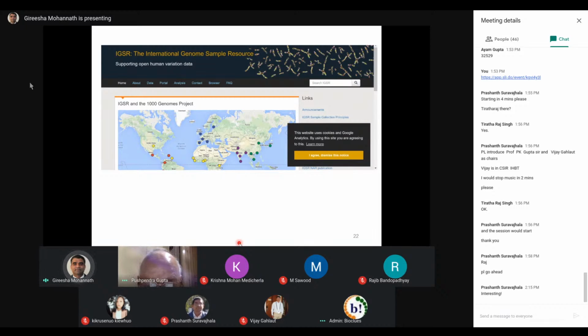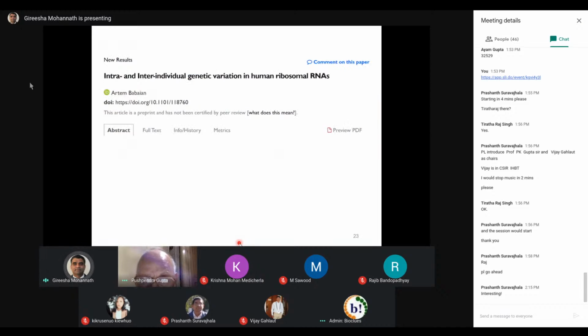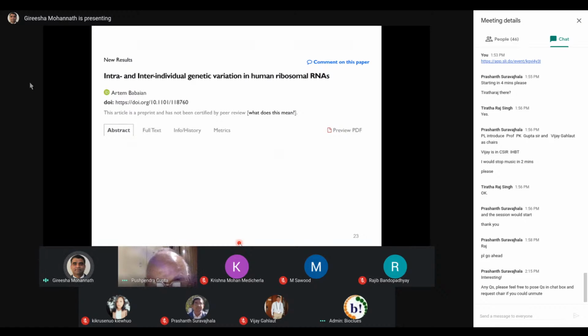But in the meantime, are you aware of the 1000 Genomes Project, where genome sequences are available? Although the depth is very low, one can still make use of it. We contacted Dr. Artem Babayan, and he analyzed these genome sequences and found that intra- and inter-individual genetic variation exists in RNA genes.